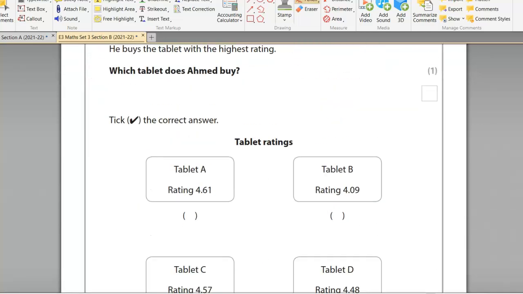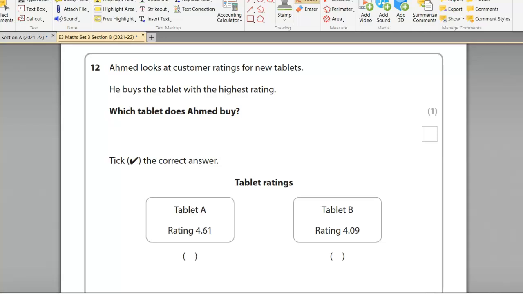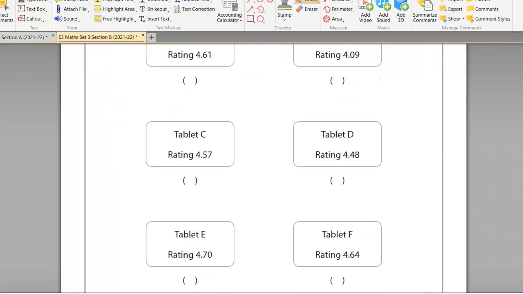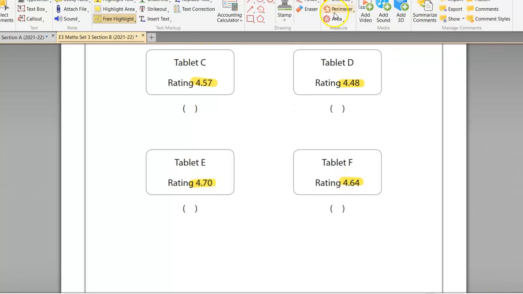Question 12. Ahmed looks at customer ratings for new tablets. He buys the tablet with the highest rating. Which tablet does he buy? So the highest rating, if we look at these 6 ratings, the highest rating out of these 6, we're looking at which one is the biggest number. Well, the biggest number is the 4.70, isn't it? So that is tablet E.